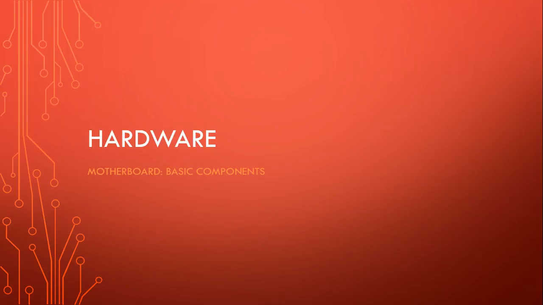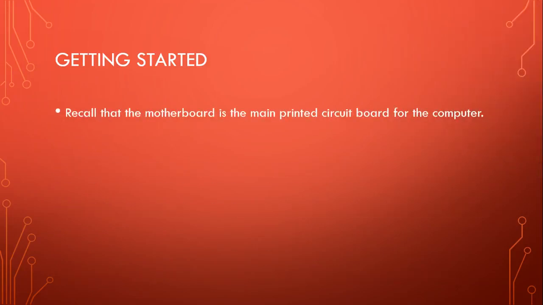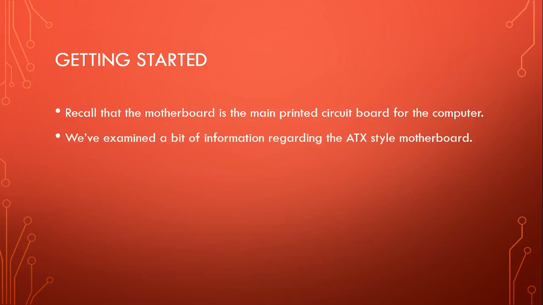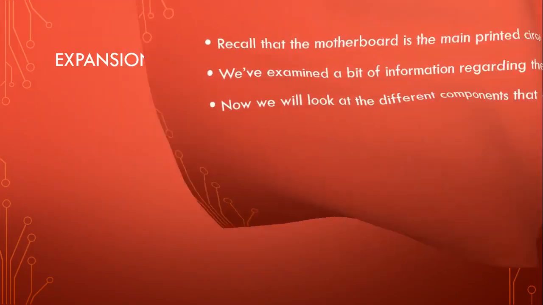And welcome back, students. We are delving now a little bit more into the motherboard. Let's start talking about some of the basic components that comprise the motherboard itself. So getting started, recall that we've mentioned the motherboard is the main printed circuit board for the computer. And we've examined a bit of information regarding the ATX style motherboard. Now we're going to look at the different components that typically comprise the motherboard.